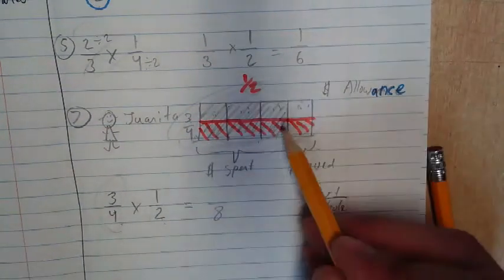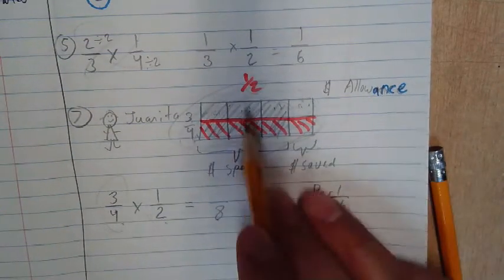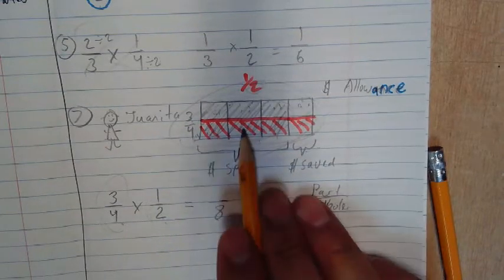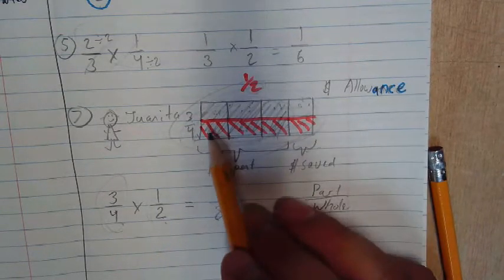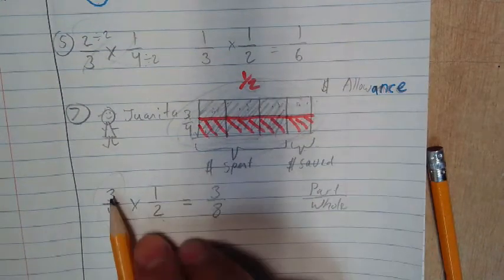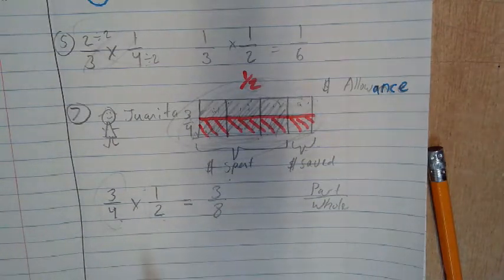But how many parts do we actually have? The whole is 8 pieces. But how much do we actually have? 1, 2, 3. Again, where they mix, the pencil and the marker. It's 3/8. And look at the math. 3 times 1 is 3. 4 times 2 is 8. That's why this works. Okay?